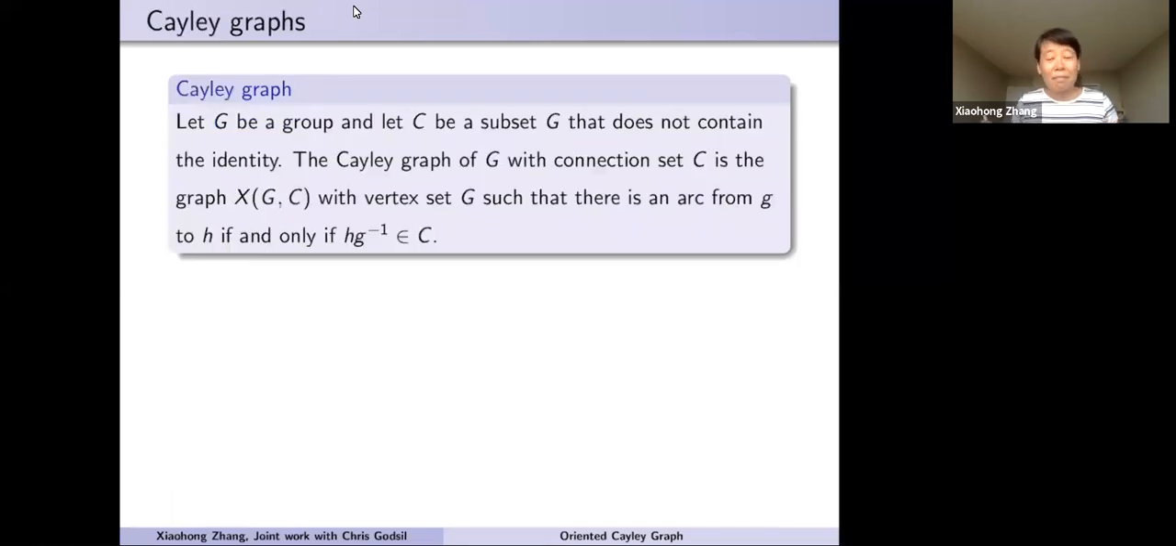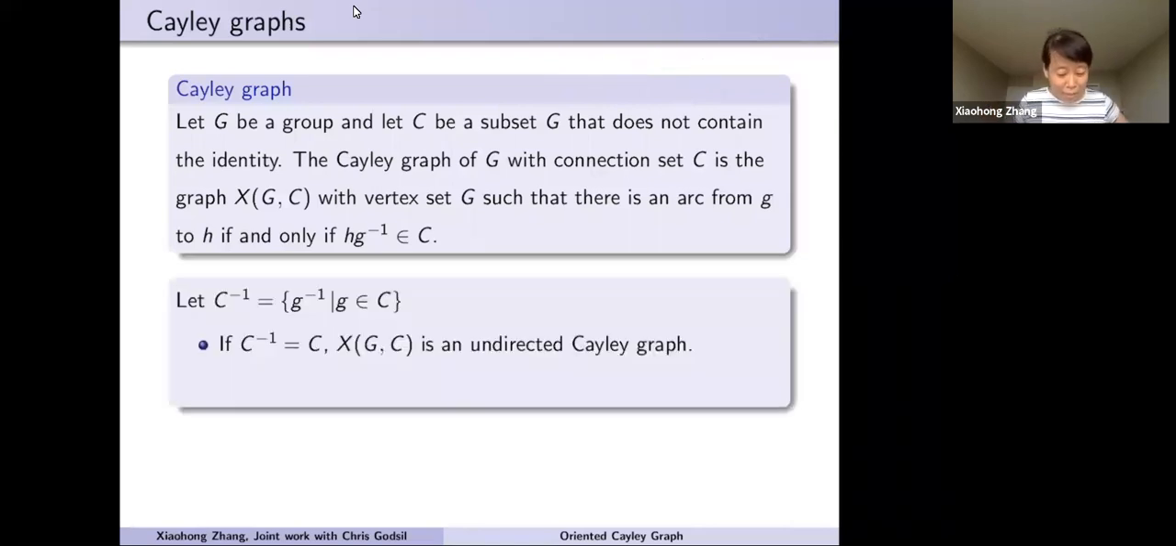Now, to define a Cayley graph, we need a group G and a subset C of the group G. We assign one vertex to each element of the group G, and for two vertices g and h, we connect them with an arc from g to h if and only if h g inverse is in the connection set C. Depending on the structure of C, the directed graph can look very different.